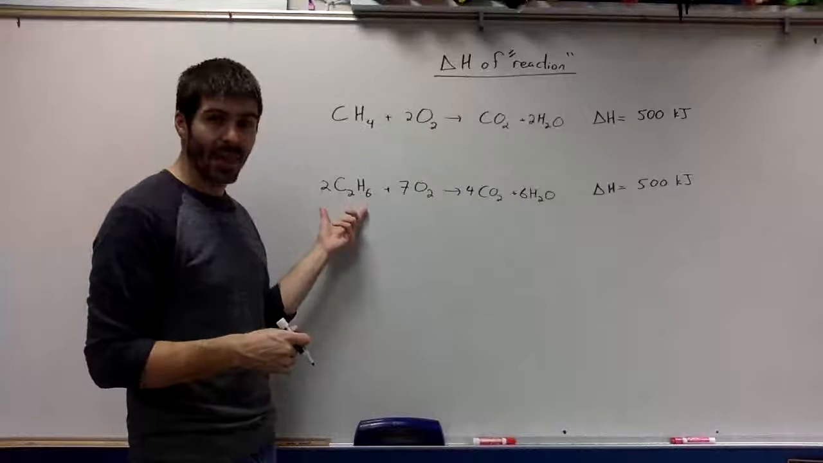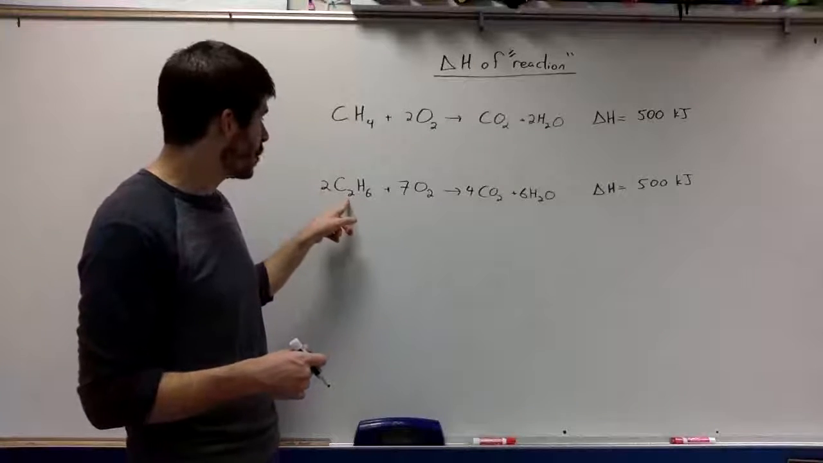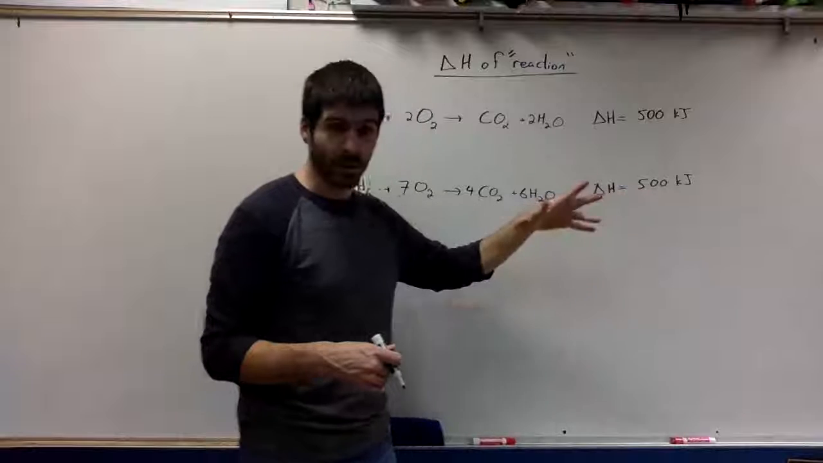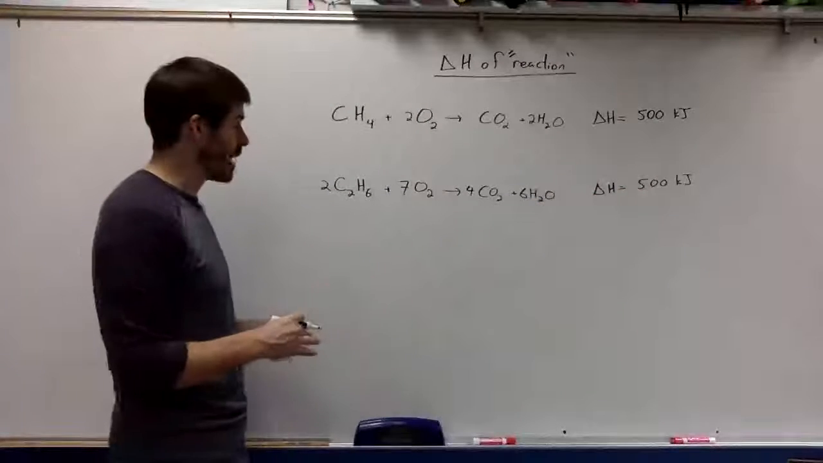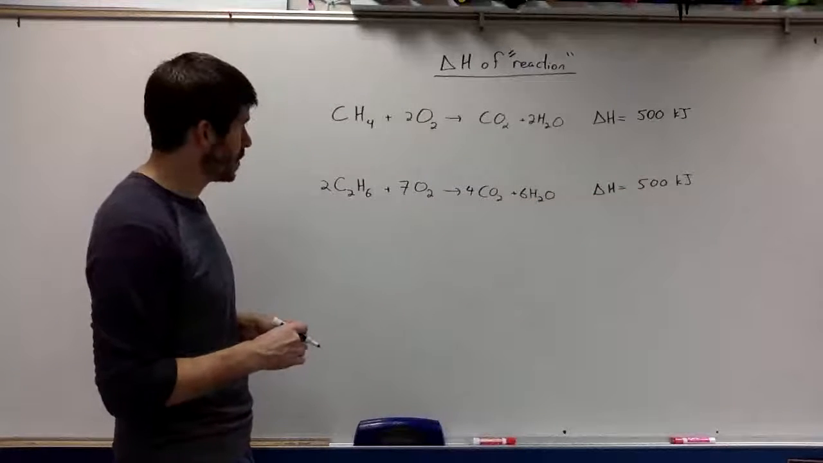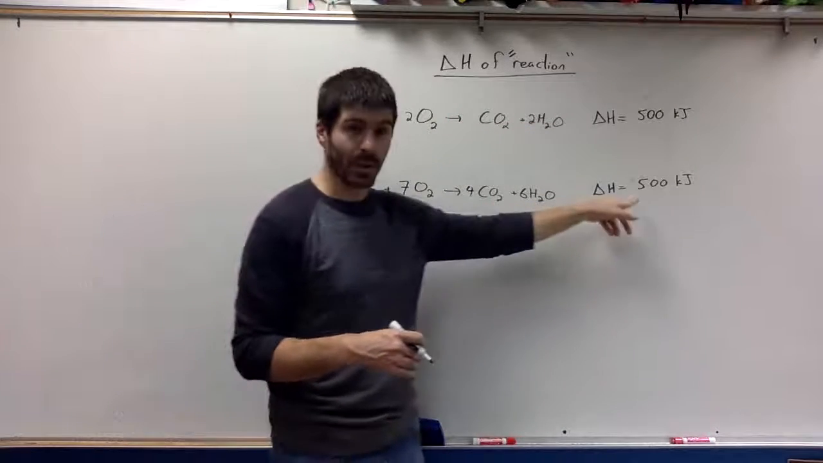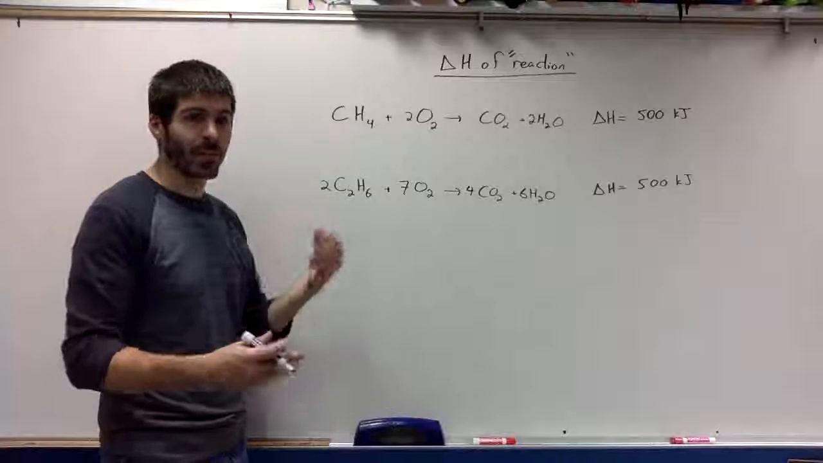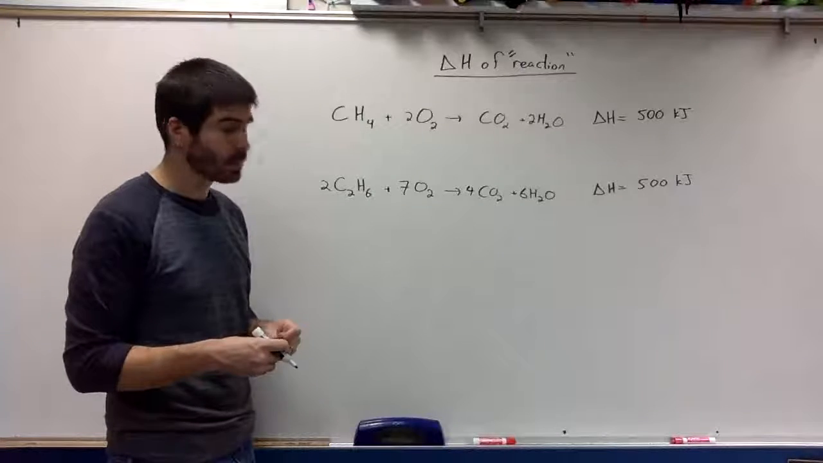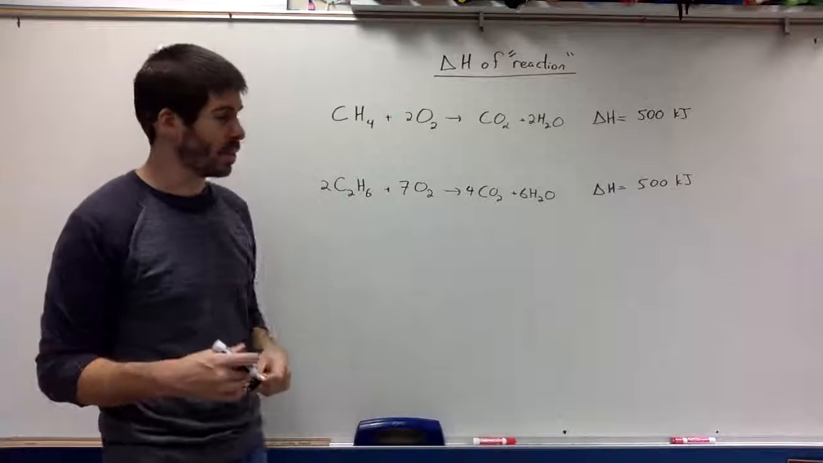But here, if I have ethane, it requires 2 moles of ethane to give us 500 kilojoules. There's some very standard stoichiometry in here that we should be able to say 1 of these goes to 500 and 2 ethanes goes to 500, so that we can convert energies and moles. But you have to be very careful with the wording here.